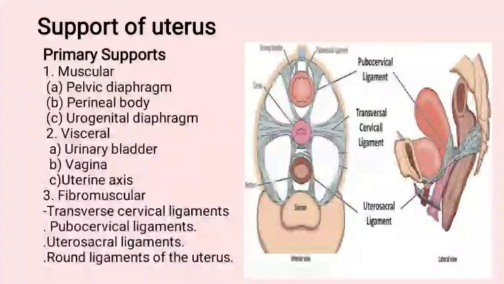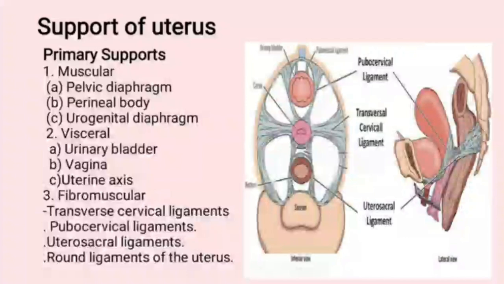Last but not least, our topic is support of the uterus. The uterus has to maintain its normal position through some primary support and some secondary support. This support system keeps the uterus in its normal position. Now we will know about the primary support. What are the primary supports? We can divide it into three.